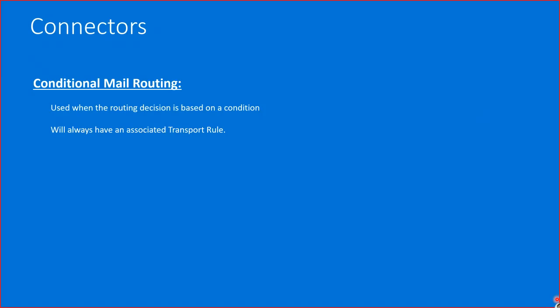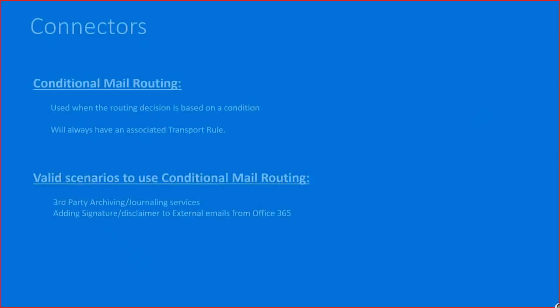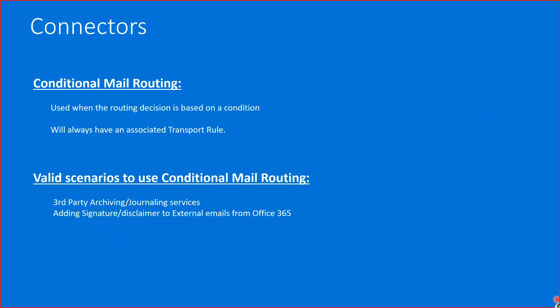So essentially, it's a combination of a transport rule and a connector. And what it does is, if a message qualifies with those conditions that we set on the transport rule, the message will be routed through that specific connector. Again, there's always going to be a transport rule, and these are the scenarios in which we use conditional mail routing. If we have third-party archiving, journaling services, we use conditional mail routing. We also have scenarios where we use it for adding signatures, adding disclaimers to emails going out. These are scenarios when we use criteria-based routing.